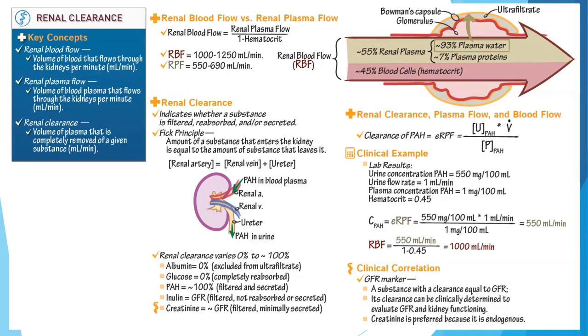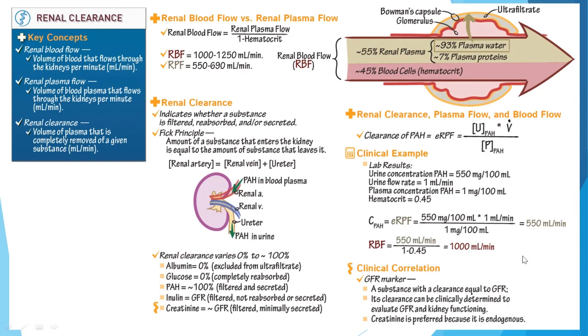So the renal clearance of PAH equals the effective renal plasma flow, that is the urine concentration of PAH times the volume flow divided by the concentration of plasma PAH. For example, if we have the urine concentration of PAH 550 mg per 100 ml, the urine flow rate is 1 ml per minute, the plasma concentration is 1 mg per 100 ml, and hematocrit is 0.45, then the value comes out to be 550 ml per minute. That is the clearance of para-aminohippuric acid. And the renal blood flow is equal to 1000 ml per minute.